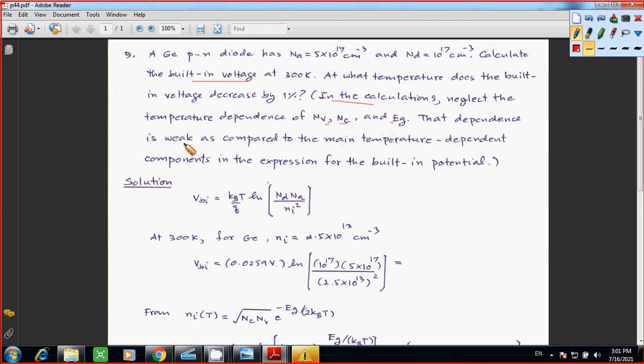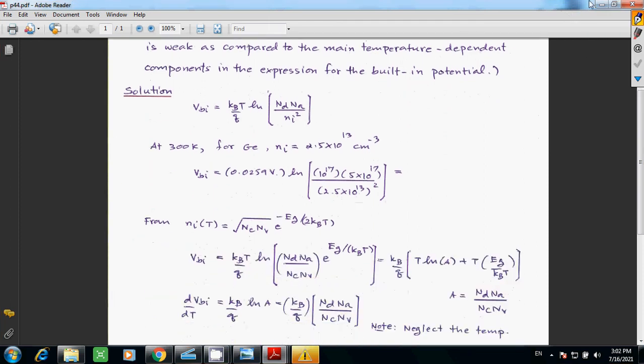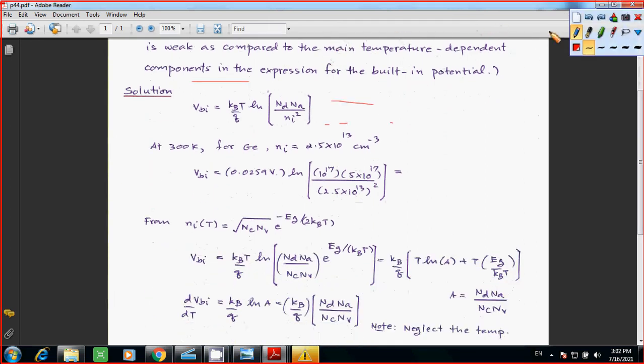The dependence is weak as compared to the main temperature-dependent components in the expression for the built-in potential. Well, for this case, the main point is that your Ni now is dependent on the temperature, the absolute temperature. So you need to take into account temperature for Ni.